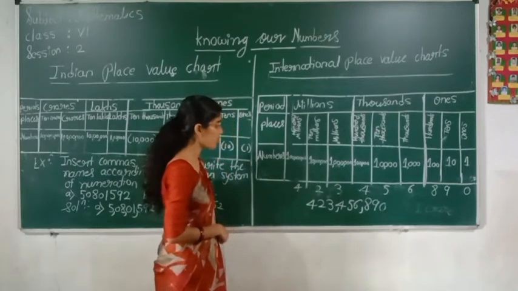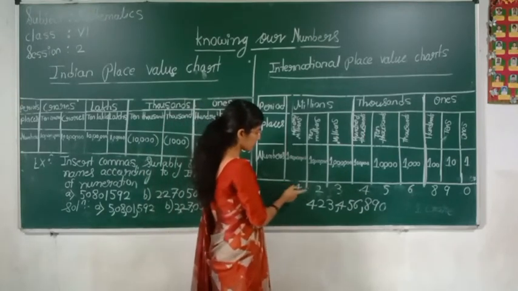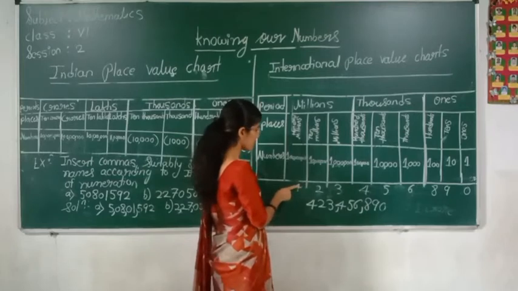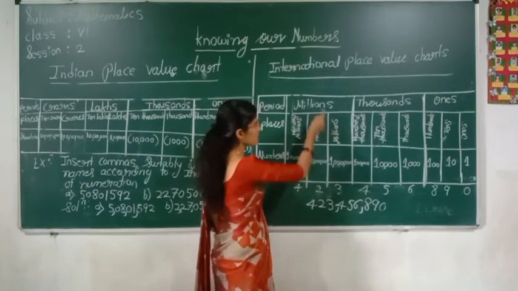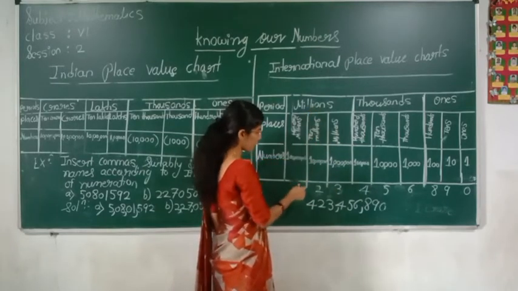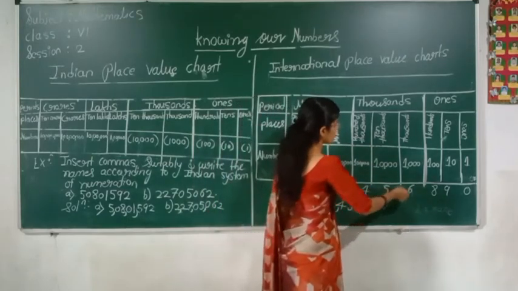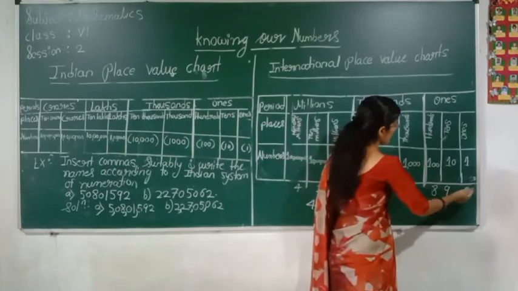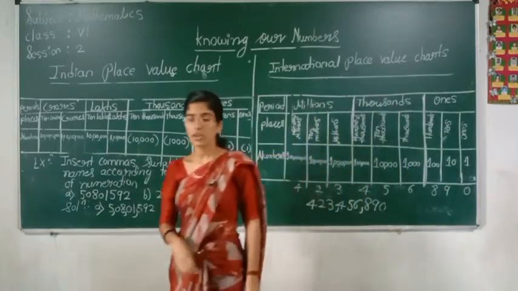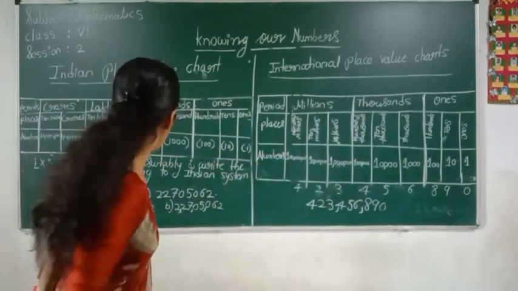And I told you how to read the number. This we can read as 423. You have to take the name of the family. 423,456,890. Okay. For this also we will take an example.